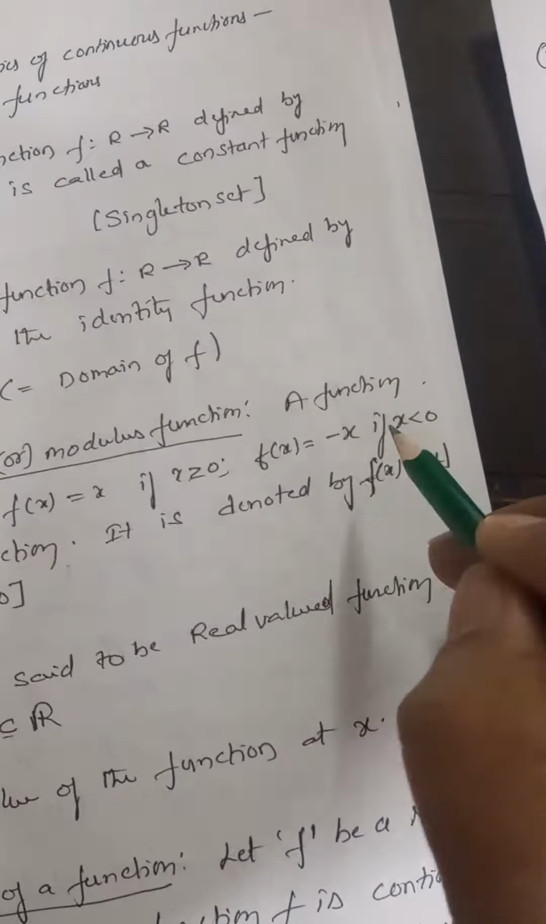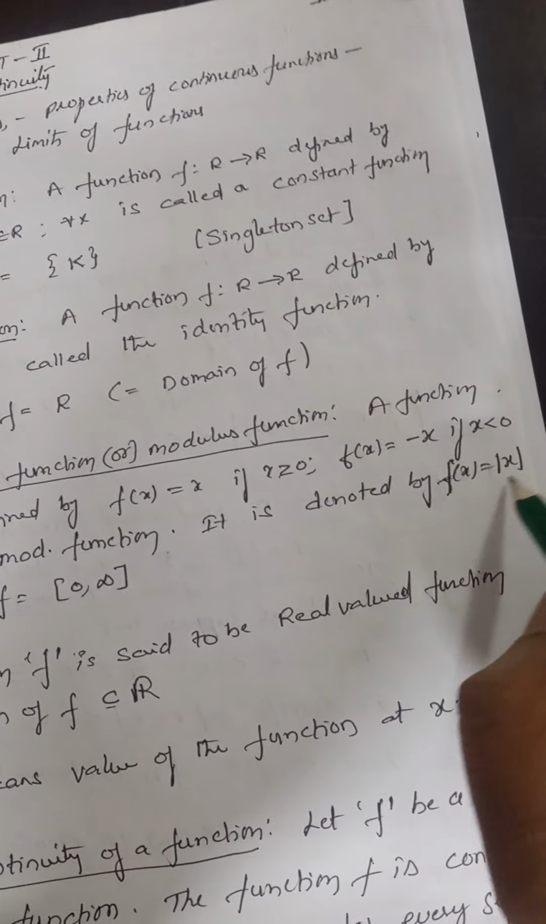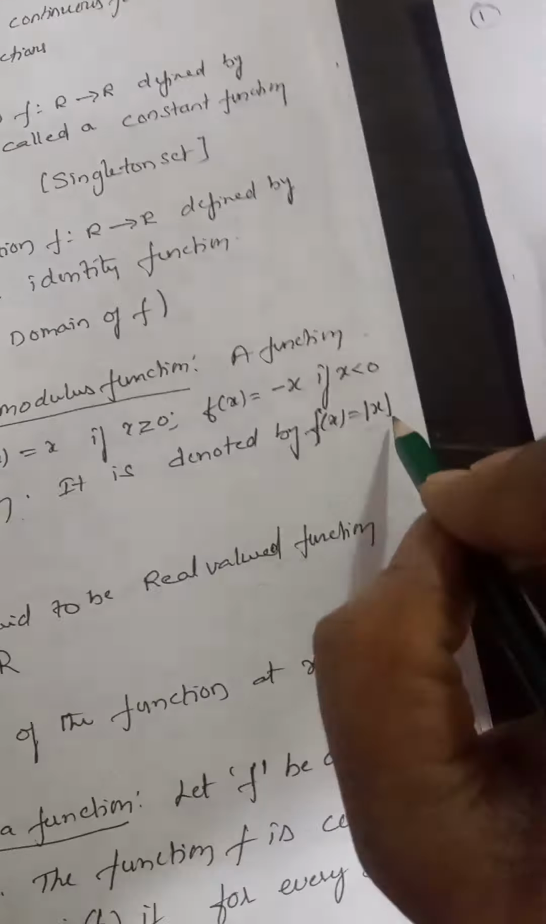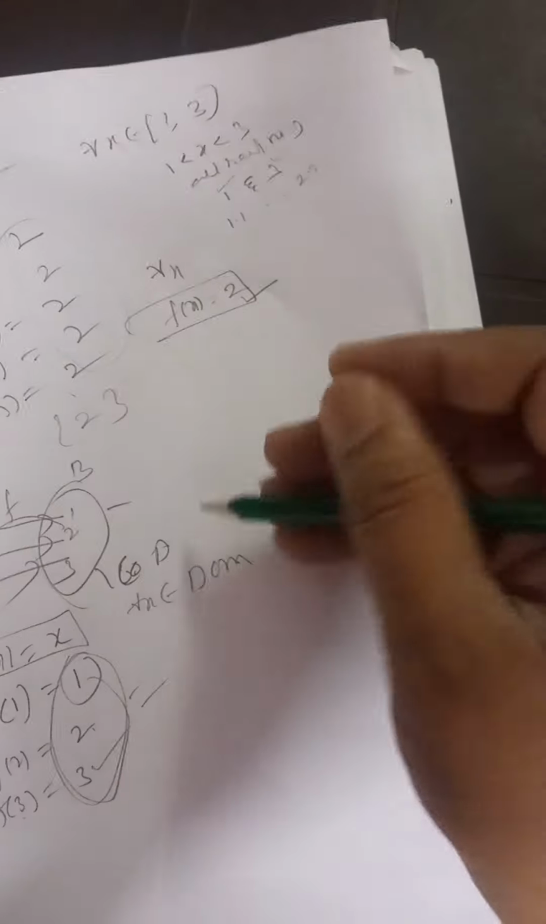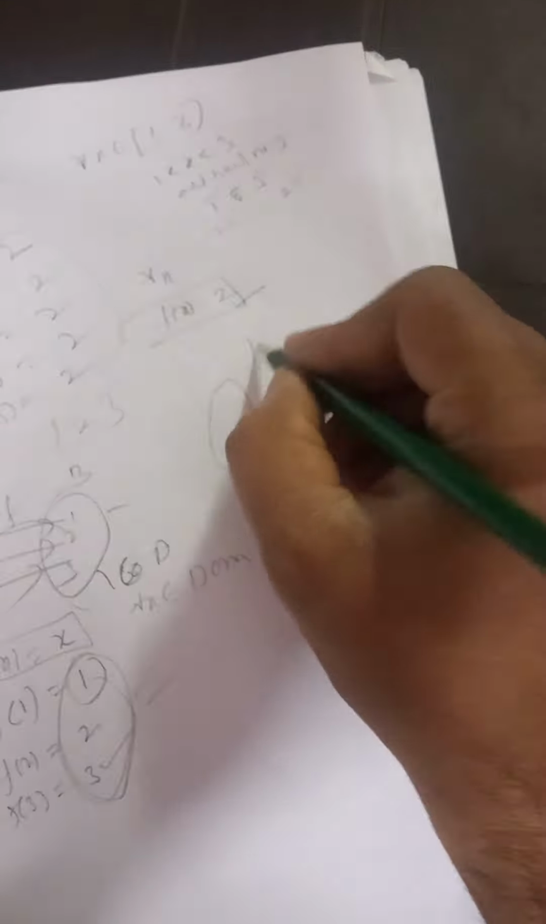Now this is called a modulus function or mod function. It is denoted by f of x is equal to mod x. See this symbol notation. The range of f is equal to 0 to infinity. Now you can take an example. A simple example I am taking: the elements 1, 2, 3, 0, minus 4, minus 5. Only 6 elements are there.